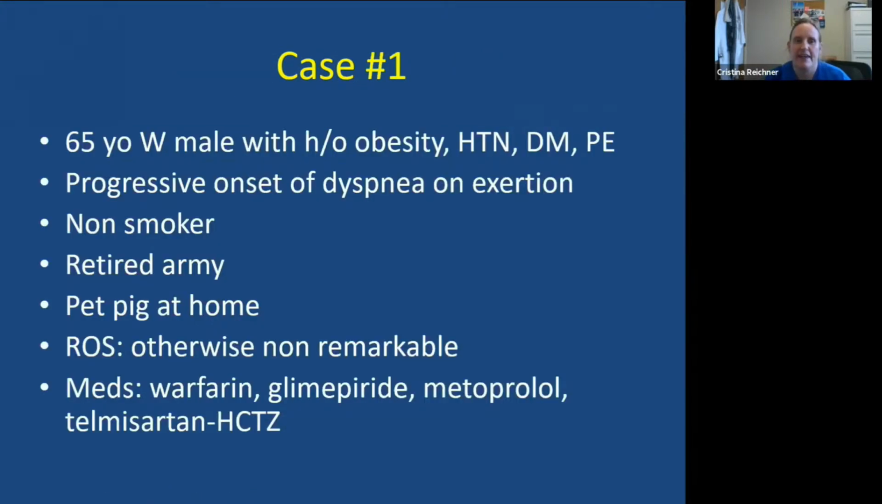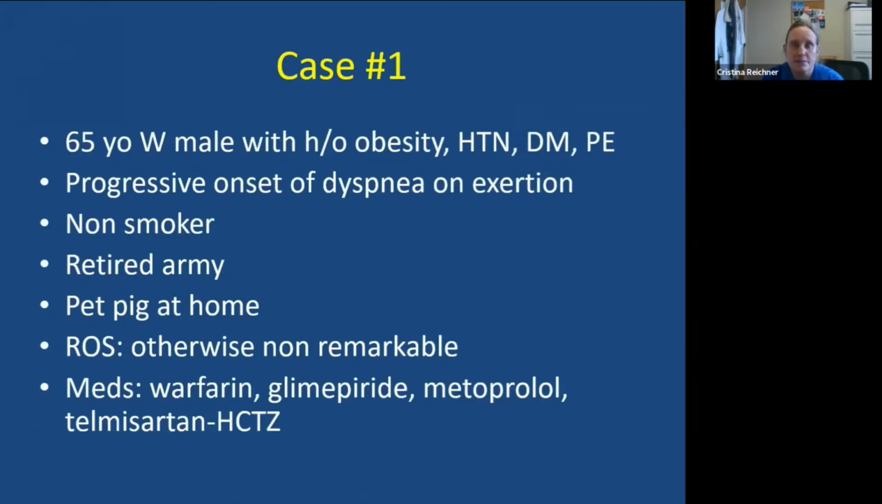So let's start with a case. This is someone that I saw in clinic a couple years back. He's a 64-year-old white male with a history of obesity, hypertension, diabetes, and also has a prior history of pulmonary embolism. He presents with non-specific symptoms. He's just getting progressively short of breath with exertion. He's a non-smoker. He used to be in the military, but is currently retired. He does have a pet pig at home.